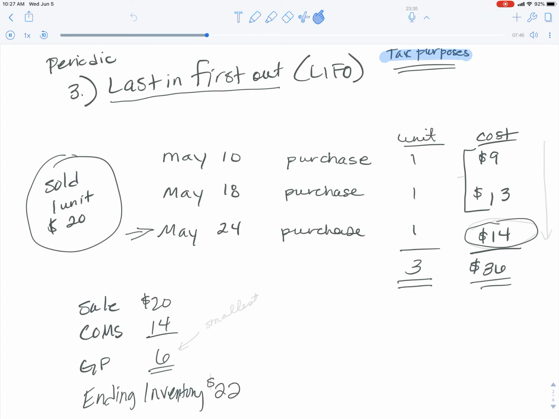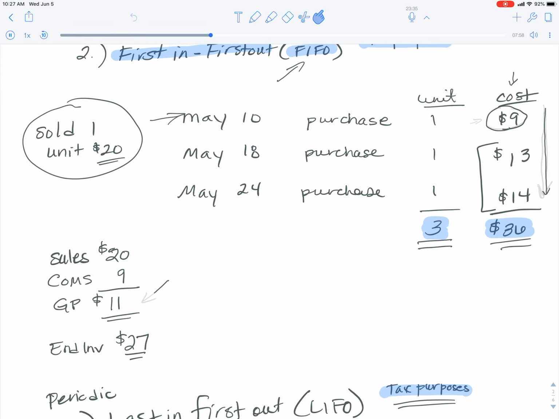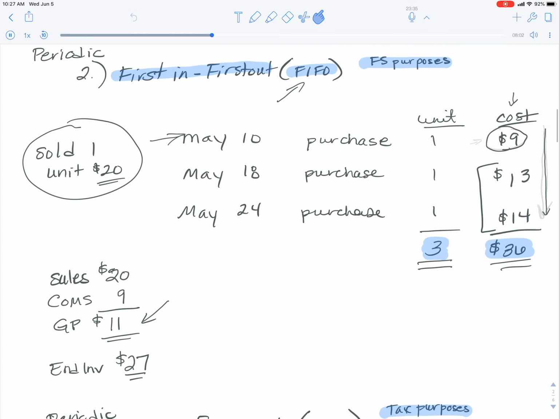$22. The first 2 here. Okay, so you see the difference. For financial statement purposes, we want our investors to see that we have big income. So FIFO makes our income larger.